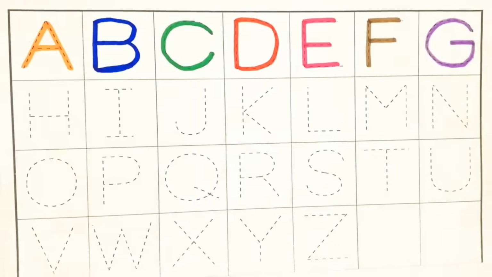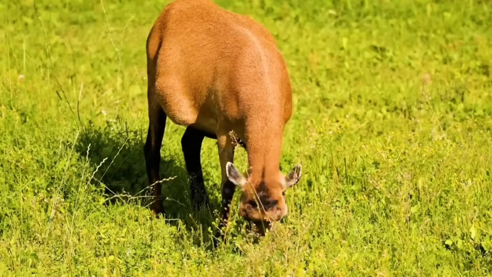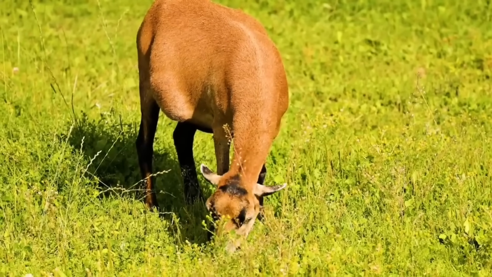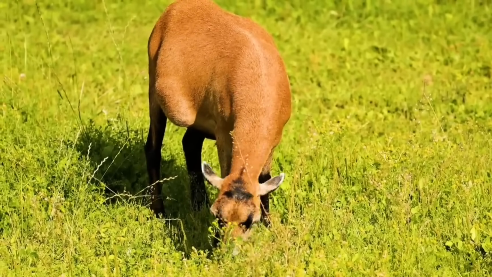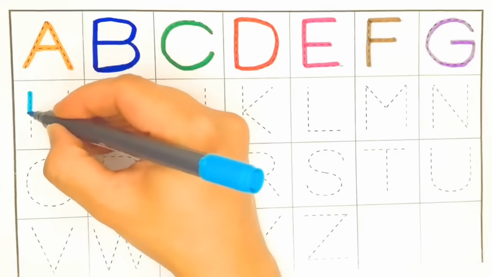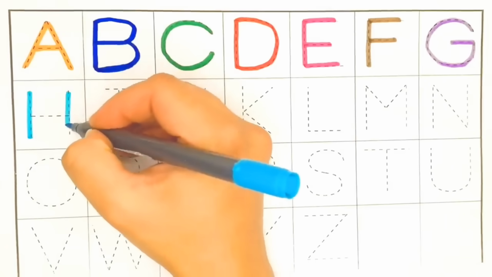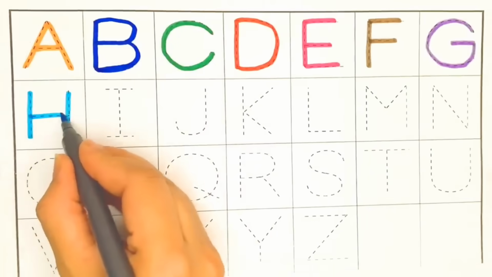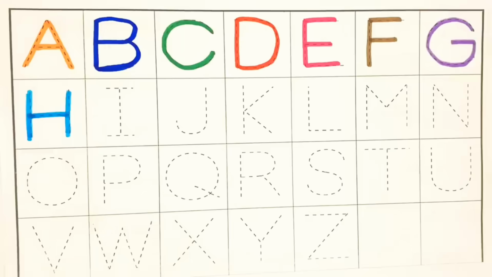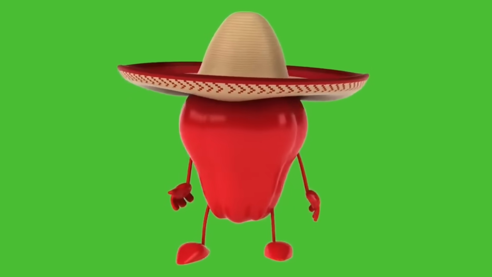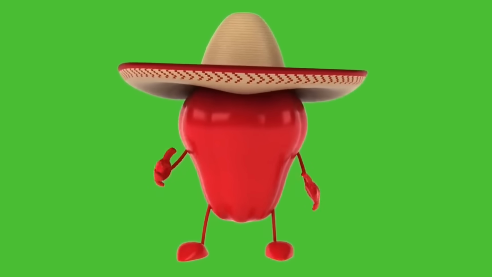Capital G. G for goat. Goat gives us milk. Capital H. H for hat. I wear a hat.